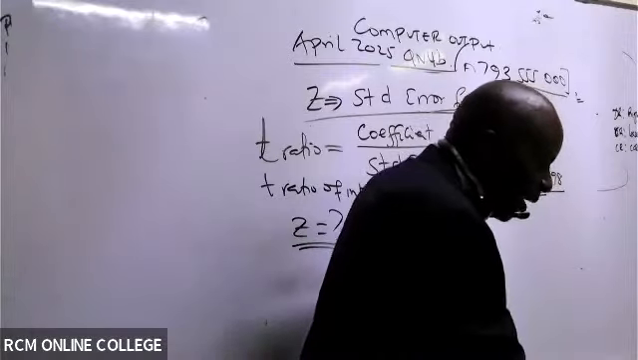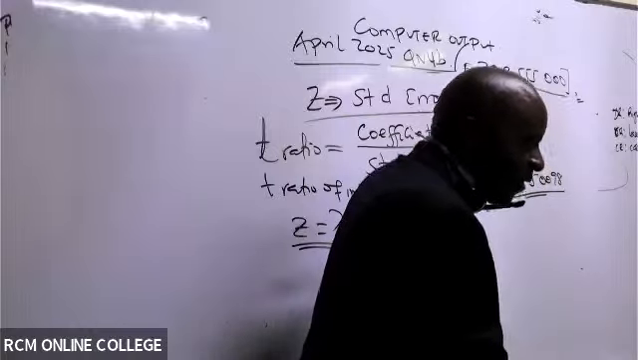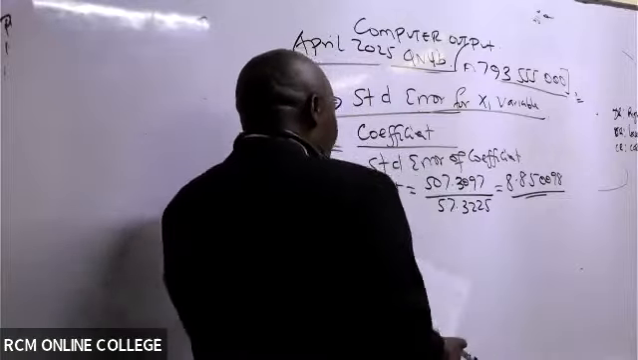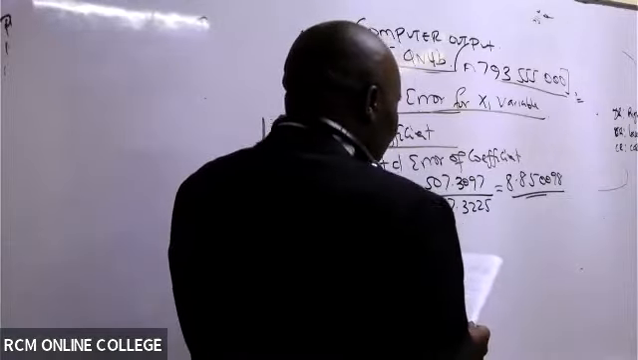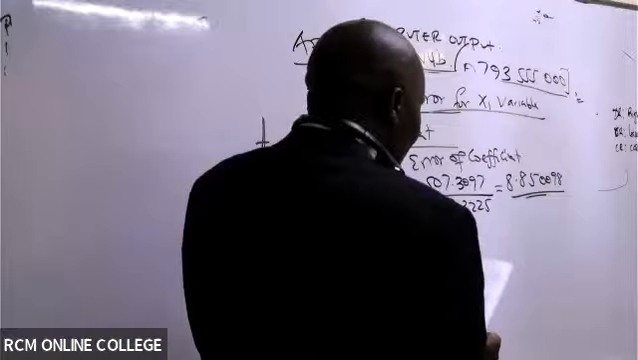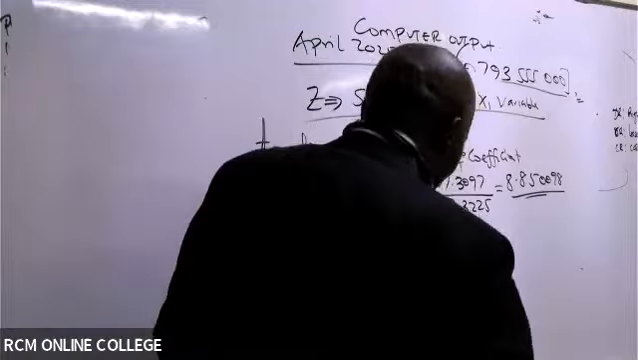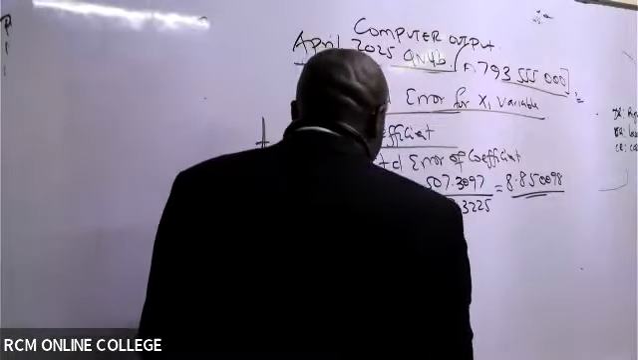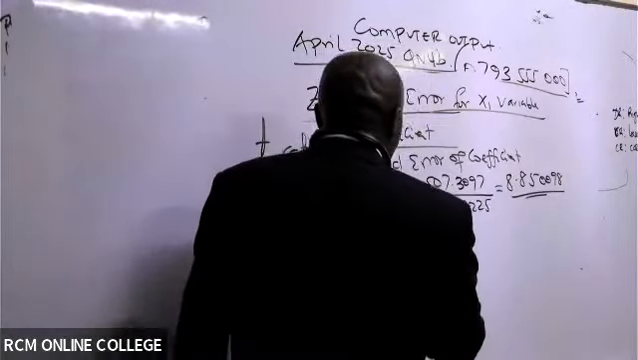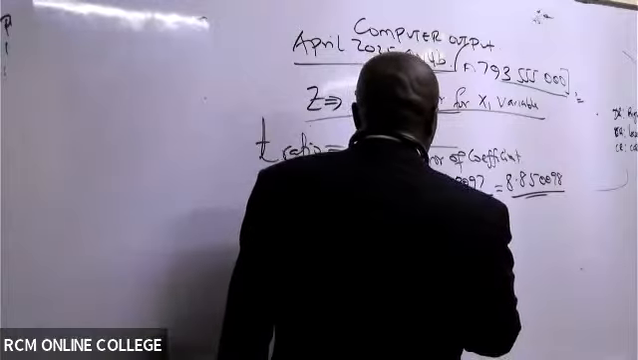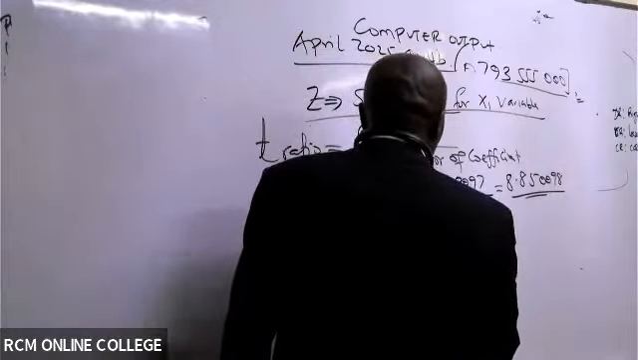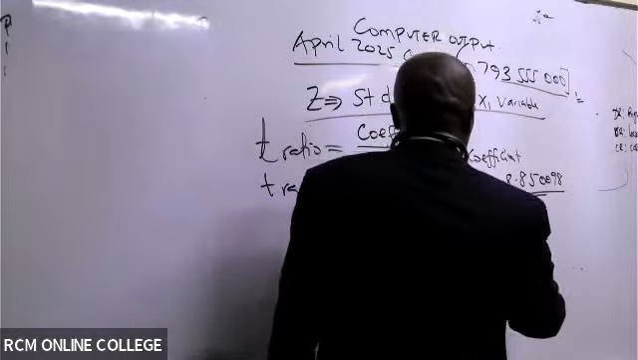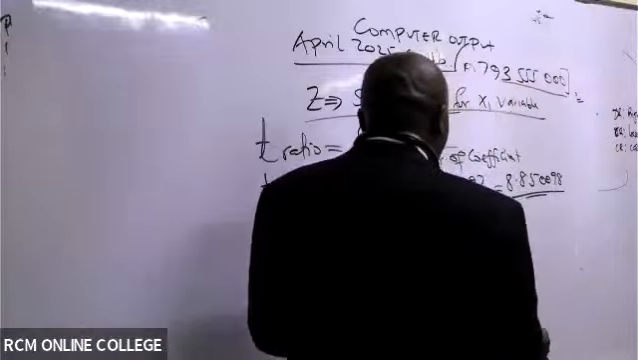Now most of them are able to get the correct answer. What they are telling me is that, mwalimu, we can see that the T ratio has been given. T ratio is given, isn't it? Remember our formula: T ratio equals coefficient all over SB, or standard error of the coefficient. So the T ratio has been provided.